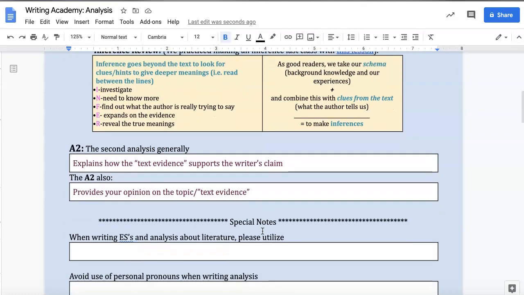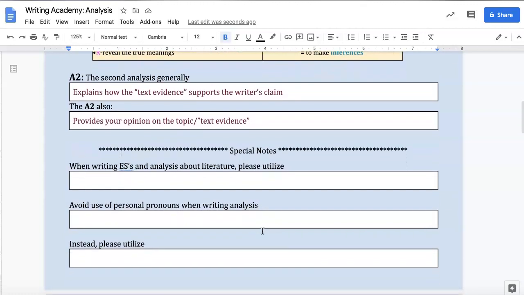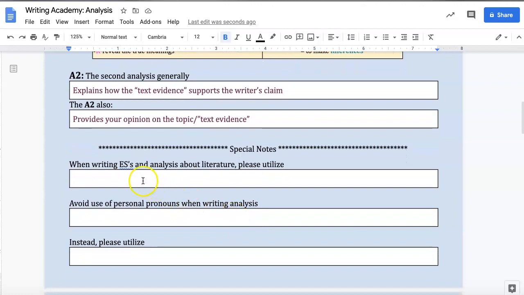Now, there's a couple things that you need to know whenever you're writing an analysis. The first one is the same rule that applies to evidence sentences. It also applies to analysis. And that is that when you are writing your evidence sentences and analysis about literature, you need to use literary present tense. Okay, so same rule applies here when you're writing your analysis.